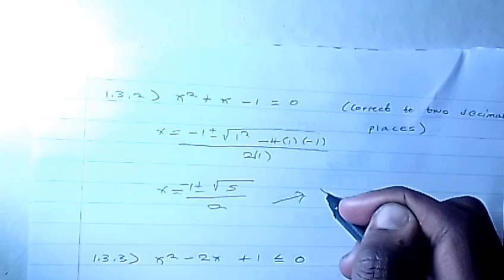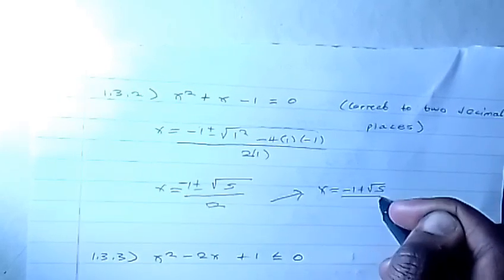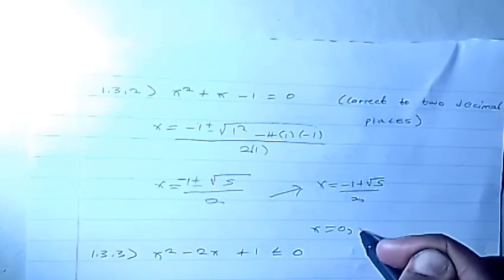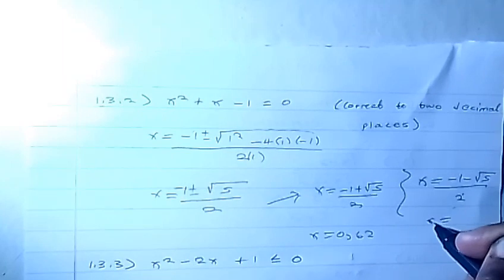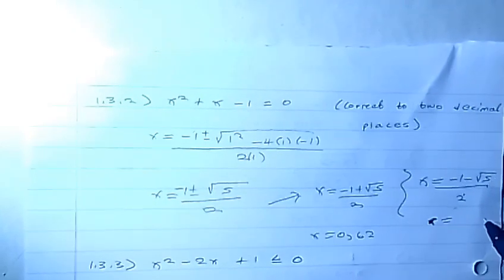Alright, so let's continue. x equals negative 1 plus the square root of 5, over 2. It's going to be 0.62. Alright, and then we also do the same for the negative, which gives our x value as negative 1.62.